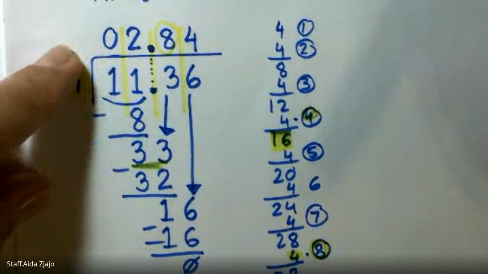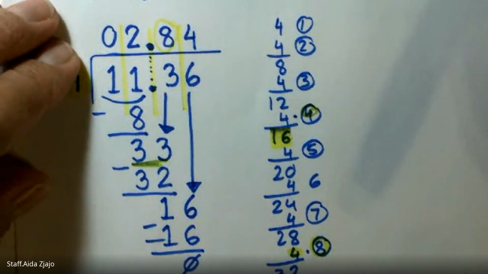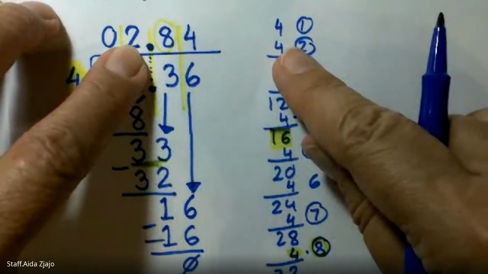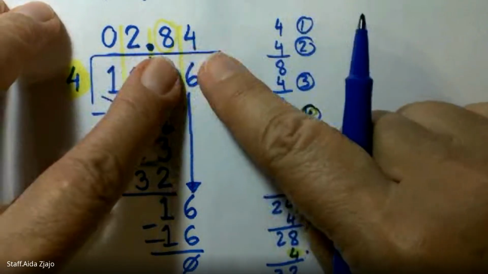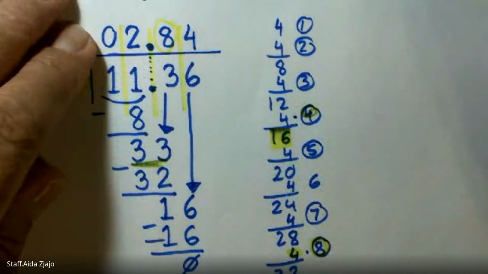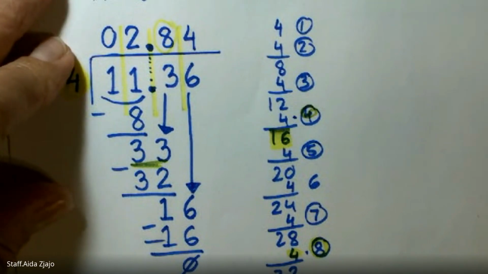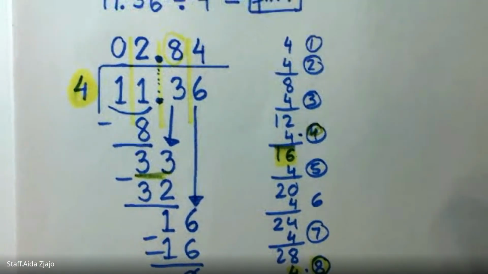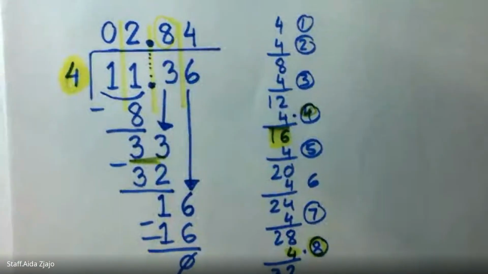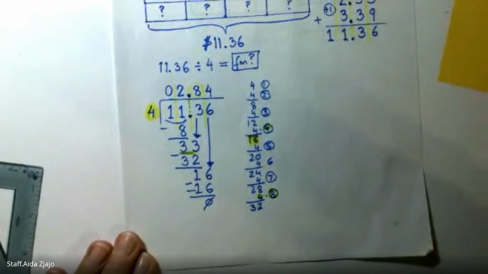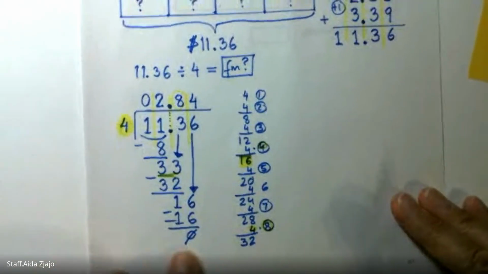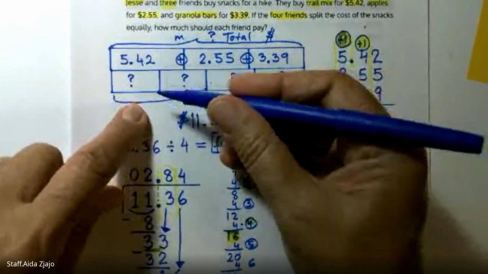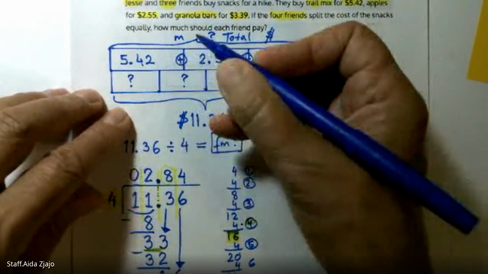So as you can see, our estimate was correct. Our answer is in between $2 and $3. So $2.84 each friend will need to pay. That was the shared amount. I'm going to make it smaller so it could be more visible. So this was a division, we figured out how much each of the friends will pay.